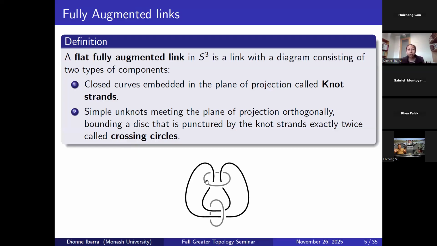And also in particular, the disk that bounds this unknot of the crossing circles must also be punctured twice by the knot strand. So that is another property of crossing circles. Okay.